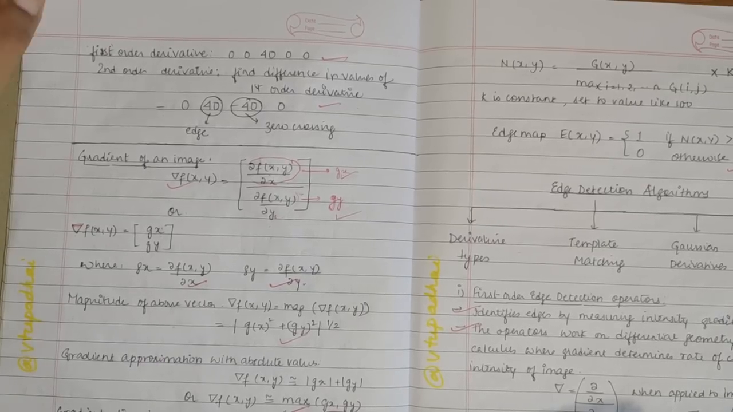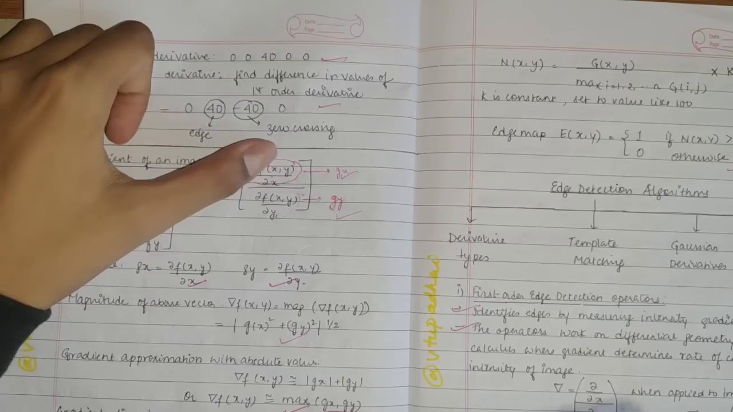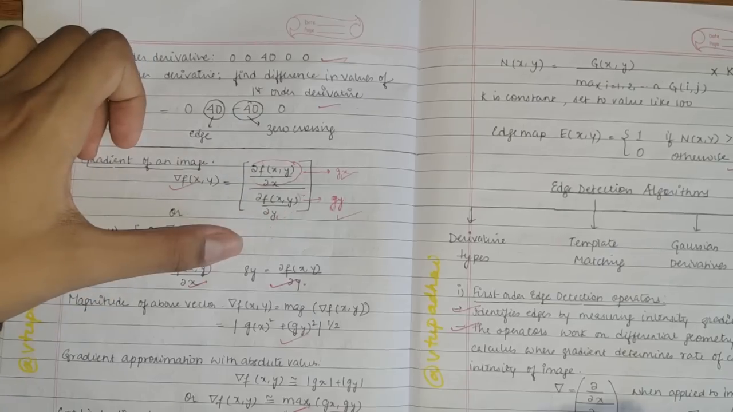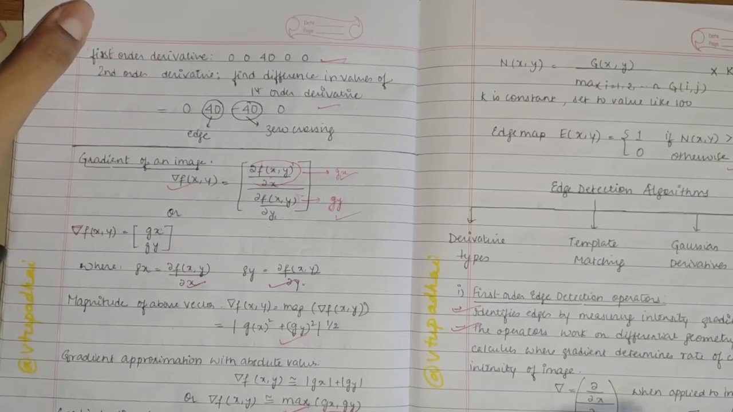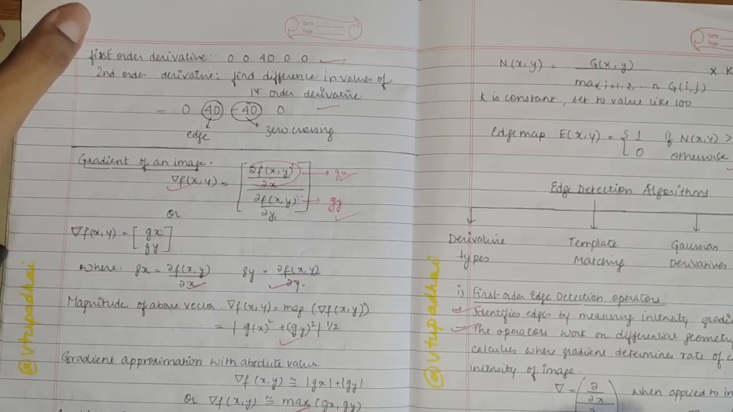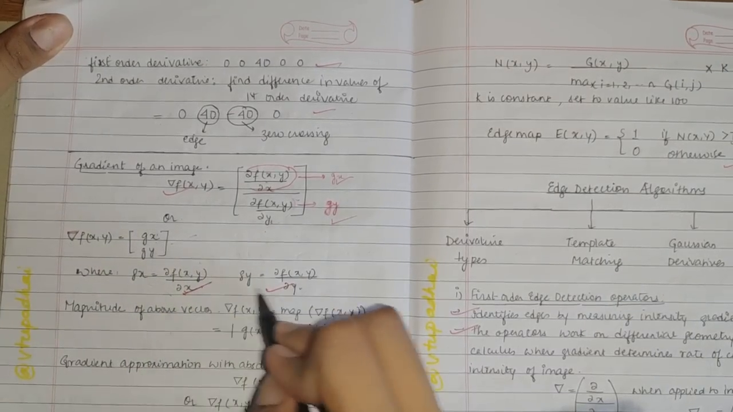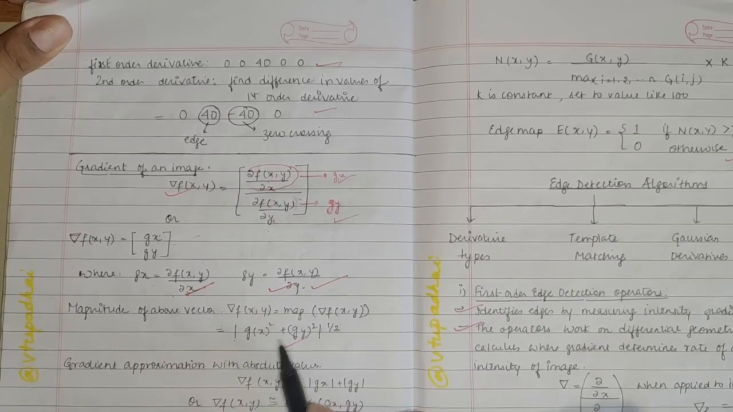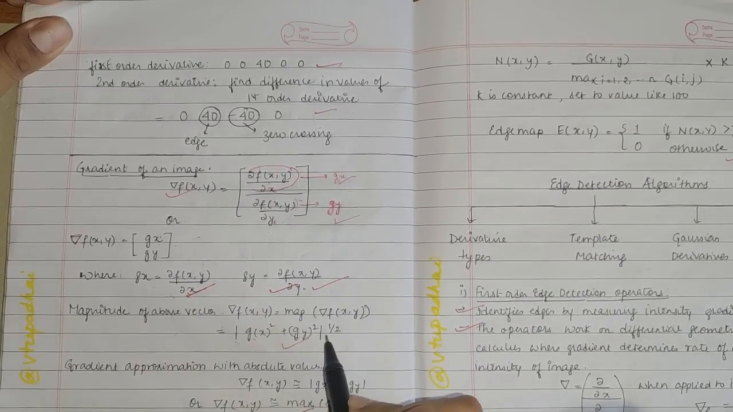So let's see what is the gradient of an image. Gradient of an image is represented by delta f(x,y) equal to the vector of ∂f(x,y)/∂x and ∂f(x,y)/∂y. You can represent ∂f(x,y)/∂x as gx, and similarly ∂f(x,y)/∂y as gy. The magnitude of the above vector is nothing but the square root of gx whole square plus gy whole square.